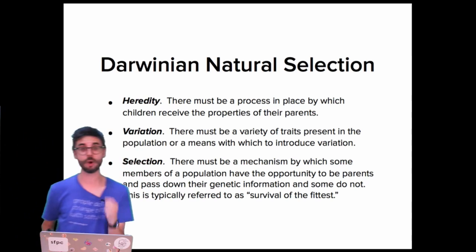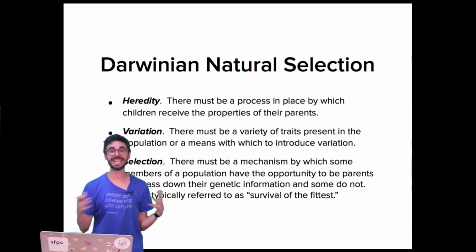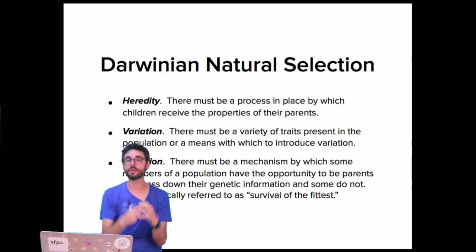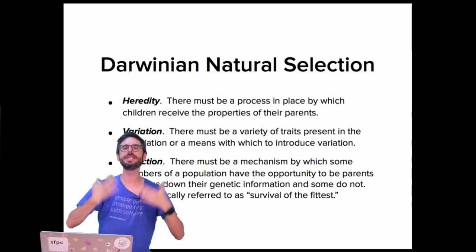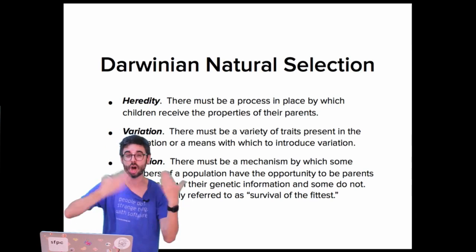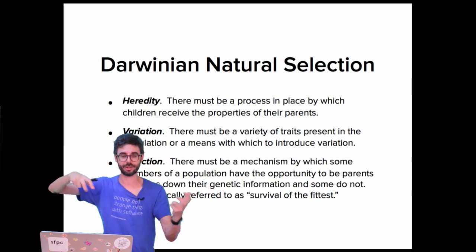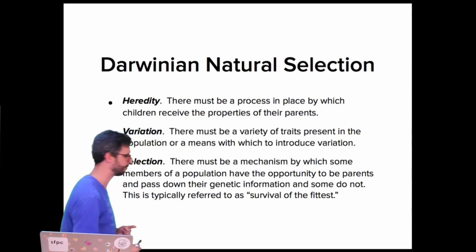The first one is heredity. If we're going to have this idea of elements of a population that evolve from generation to generation, there must be some mechanism in the algorithm in our code that allows data from one generation to be passed from one to the other. So that's one thing that's going to have to be there.